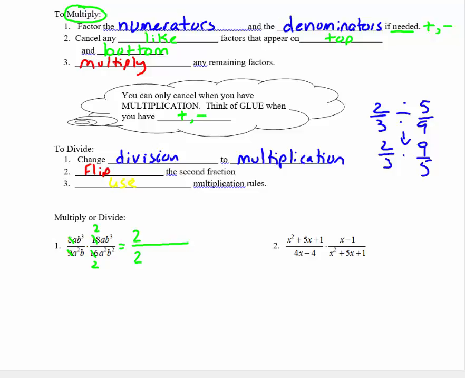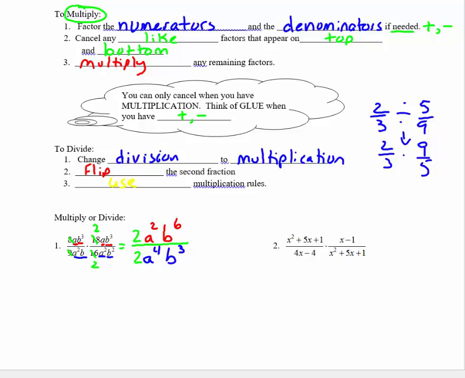Well, really 2 divided by 2 is just 1. But we'll do that in the next step. Now let's look at our a's. We have an a on top times an a on top. When I multiply, I add powers, so I get a squared. B cubed times b cubed, I'll add powers, and I get b to the 6. In the denominator, we have a squared times a squared, we add powers, and we get a to the 4th. And b times b squared is b cubed, again adding the powers.